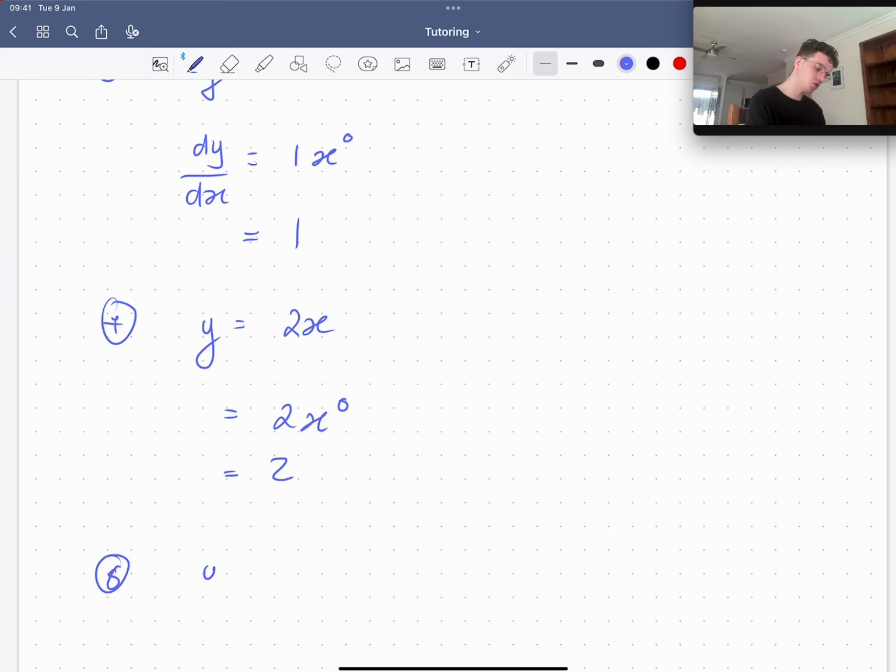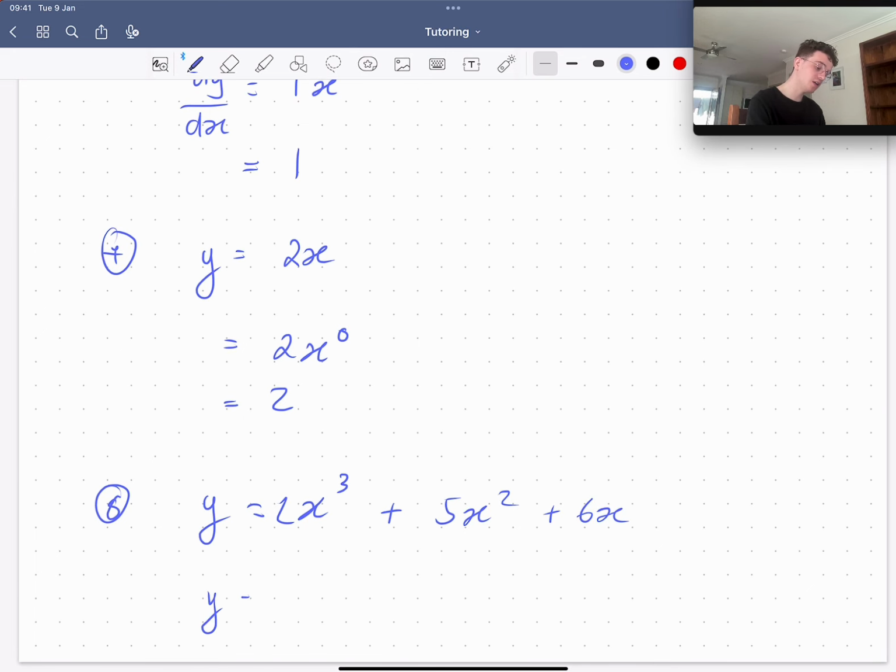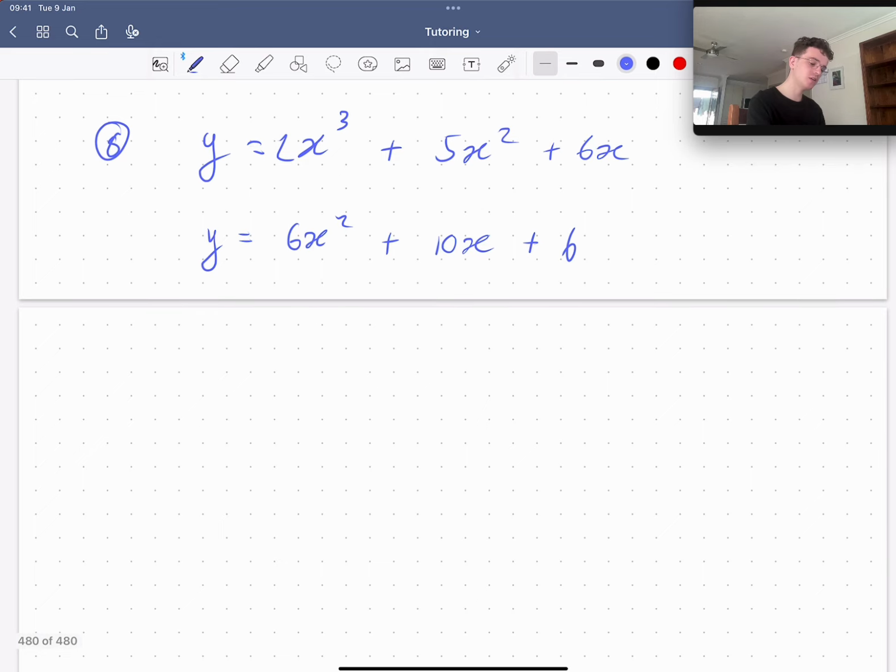Number 8, differentiate y equals 2x to the power of 3 plus 5x squared plus 6x. So dy dx is going to be 2 times 3 is 6x squared, plus 5 times 2 is 10, subtract 1, 10x, plus, when we differentiate an x, it just really goes away, plus 6. Okay, last 2. If you differentiate a whole number, say y equals 2, dy dx, you always get 0. Sorry, I forgot the dy dx. If you differentiate a whole number, you get 0.